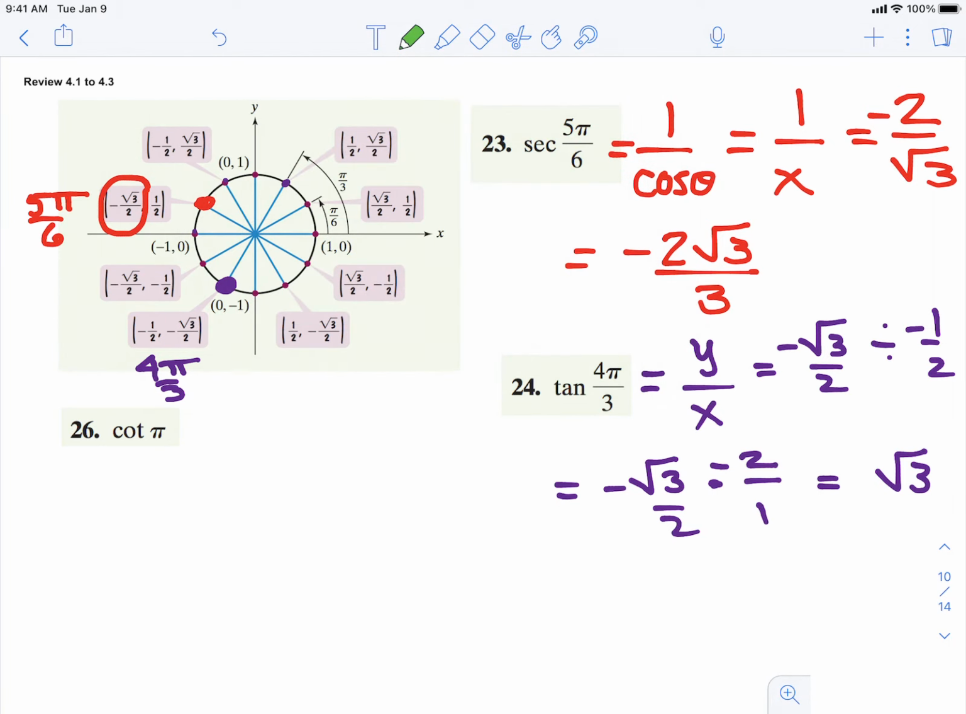Cotangent is the reciprocal of the tangent. So it is x over y. So we want to find pi on the unit circle. It's equivalent to 180 degrees. So we're going to take the x over the y. So negative 1 divided by 0 is undefined.